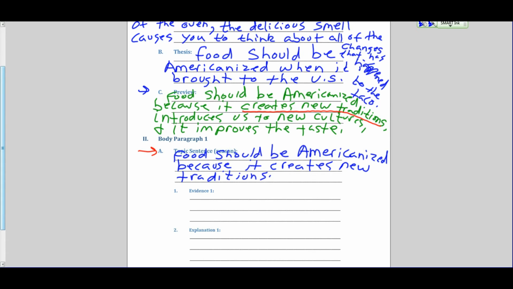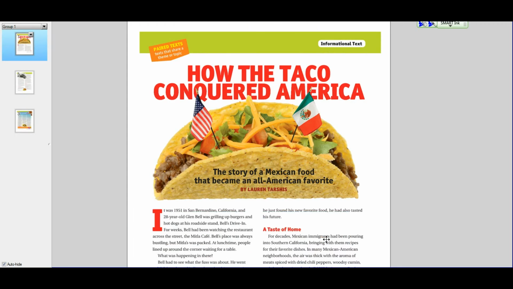Now I'm ready to find a piece of text evidence. What I mean by evidence is I need to go back in one of my two articles, either one is fair game, and I need to find a piece of evidence that proves that food being Americanized creates new traditions. So I'm going to pull my articles up. And I'm looking for something that proves that food creates new traditions.